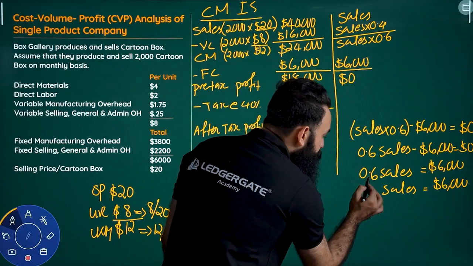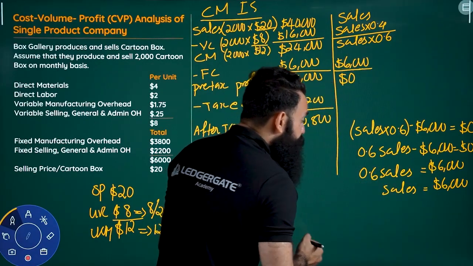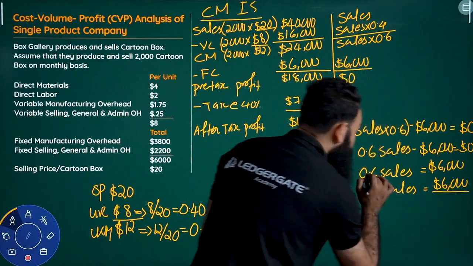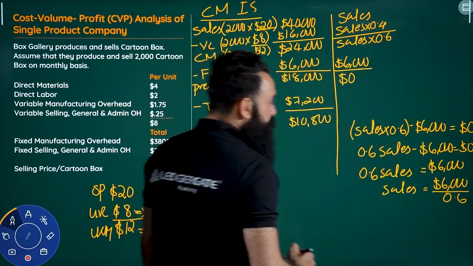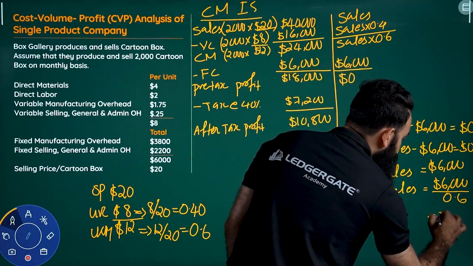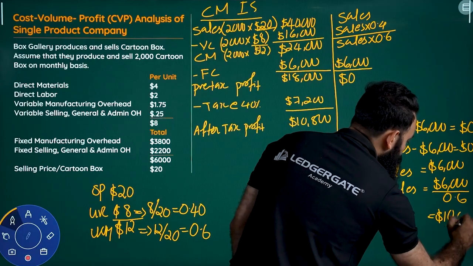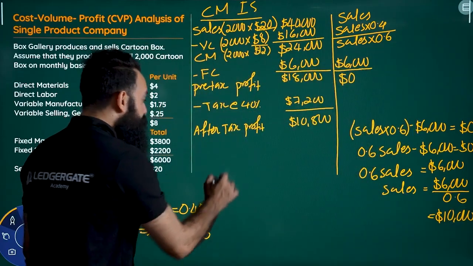What we need to do here, 0.6 into sales. Here it's multiplication. We are bringing this to the right side. Then it will become division. Multiplication will become division, right? So sales is equal to 6,000 divided by 0.6. That would be how much? $10,000.